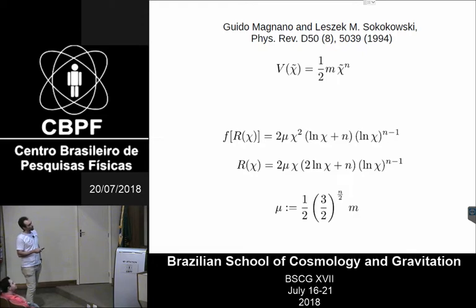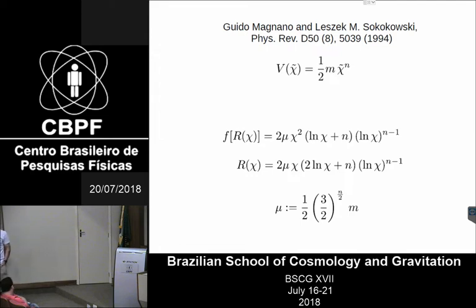So in our case, n equals 2, and everything is already defined here because mu is also a function of n and the mass of the field, right? So now we can just use n equals 2 and plug it in here and make a parametric plot of f as a function of r.